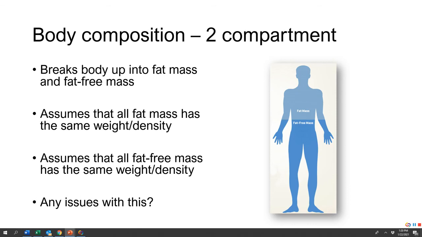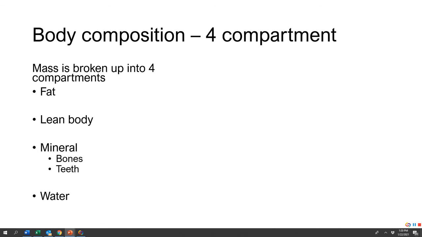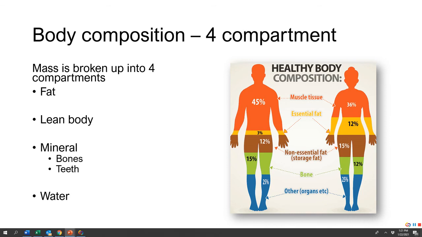Another model that we've got is what's called the four-compartment model. We've got fat, lean body, so think muscle, mineral, which includes bones and teeth, and then water. Okay, again, that's not completely the same, but it's going to be better. But there's still some error with that, right? And then you need to realize that men and women are very different. So we've got 45% versus 36% muscle tissue. You've got essential fat versus non-essential fat, bone, and then your organs and things like that. Okay, so even the four-compartment model doesn't necessarily take into account all the different densities.